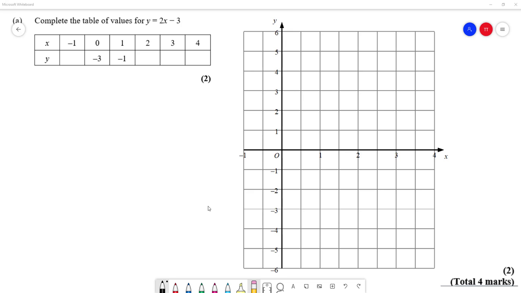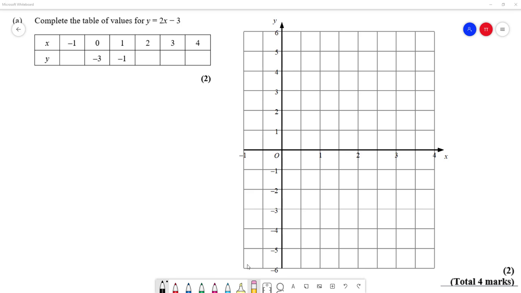In this video, we're going to look at drawing straight line graphs. So we've got an equation y equals 2x minus 3. We need to work out the y coordinates from the corresponding x values. Now if we notice the table, -1, 0, 1, 2, 3 and 4 are the values of x on the x-axis on the graph.